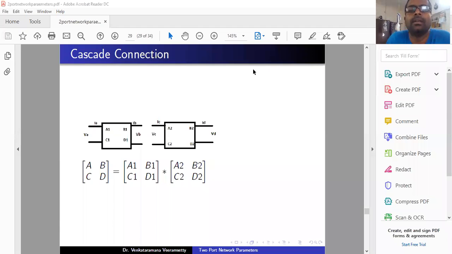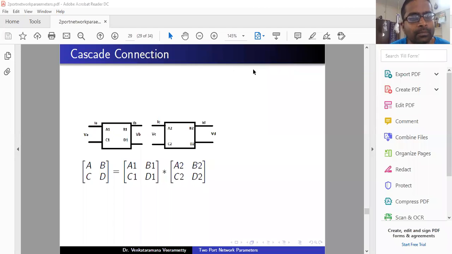Right. So in today's class, we are going to discuss interconnection of two-port networks. Mainly, we are discussing the two-port networks. We can go beyond two also. So we are going to discuss the interconnection of the different two-port networks.